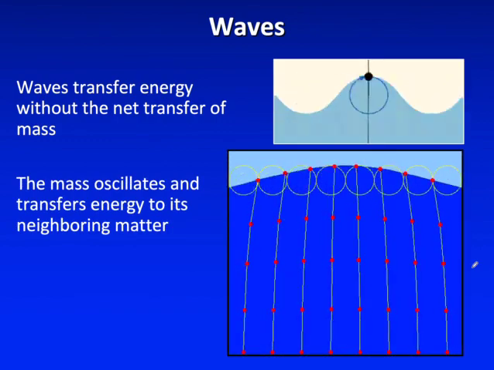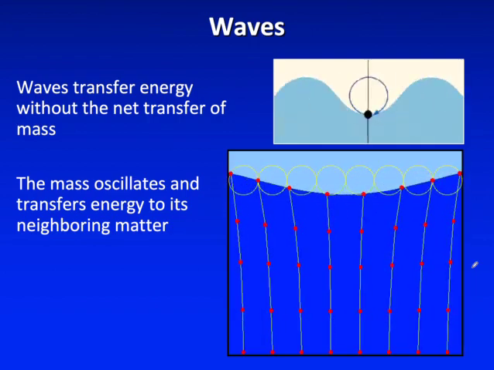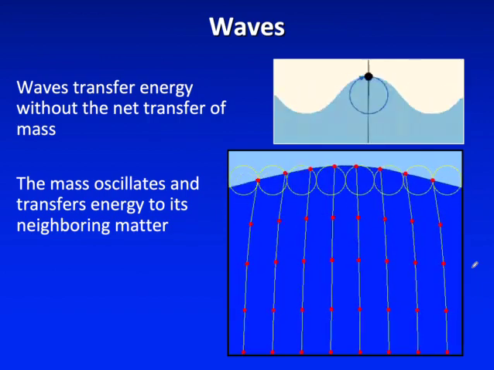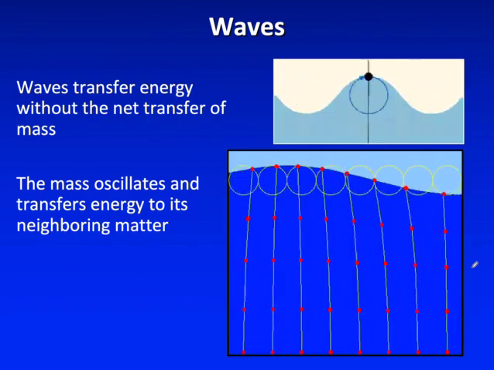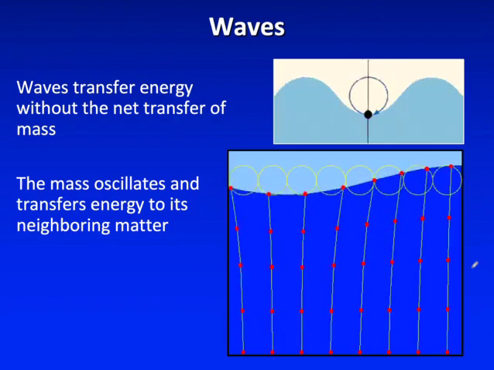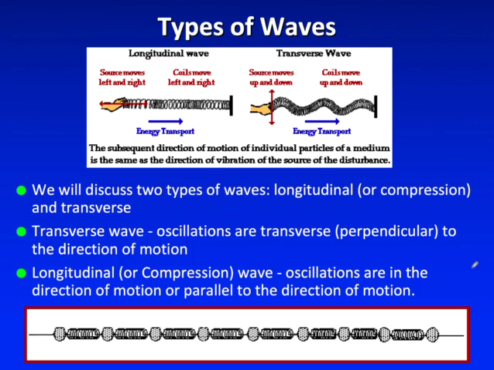If you have a bunch of waves, you can sort of see this. Each little mass oscillates, and it transfers energy to its neighboring matter, both in 2 dimensions shown here, but also in 3 dimensions along this line. And so these are kind of fun to see. Waves are a great way of transferring motion or energy from one point to another. So, types of waves. We're going to talk about 2 different types of waves. Longitudinal waves are where the wave motion transfers along this way, but the source is moving up and down.